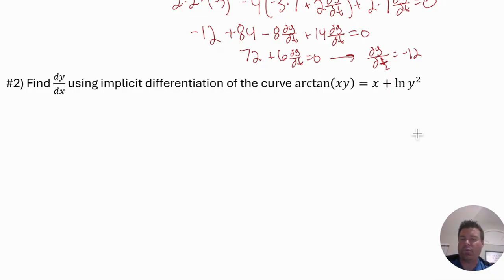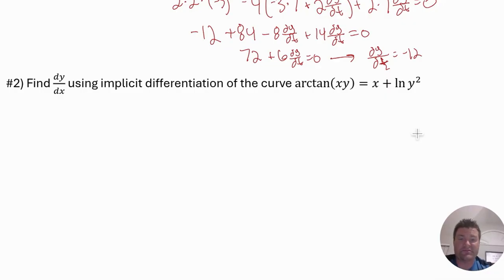Some teachers want everything to look nice and pretty. That's not what we're about. Just so you know, when teachers say to simplify, that's their opinion. It's actually not what is correct. So I'm not simplifying anything when we're done here. Solve for dy/dx in terms of x and y, and we're done.